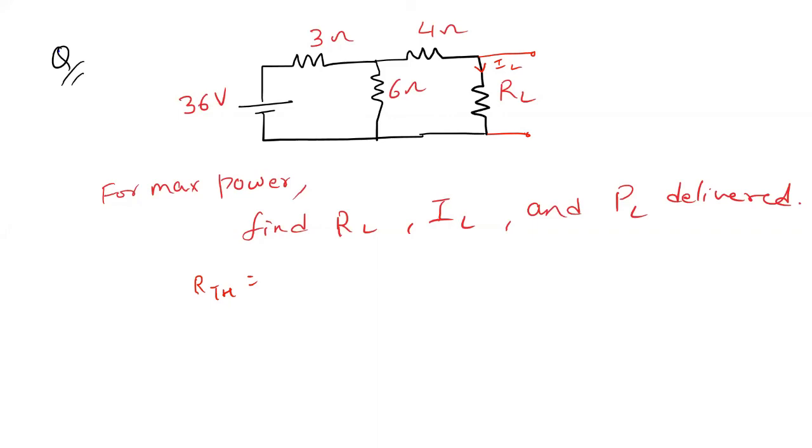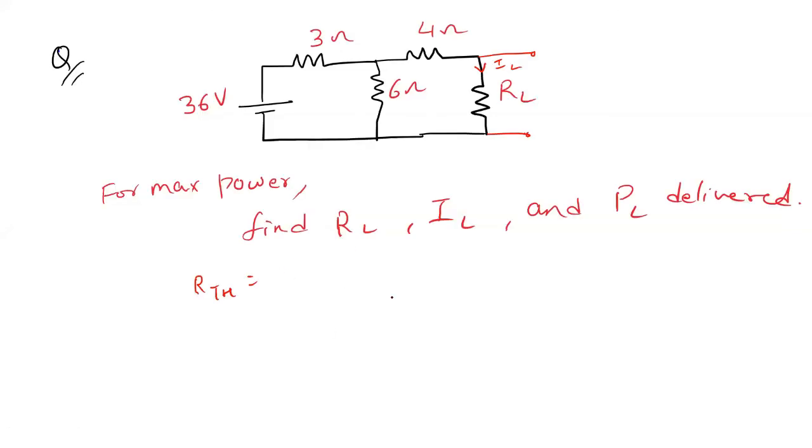You people remember how to calculate the Thevenin resistance? You short the 36 volt, remove the load, and then 3 and 6 are in parallel. It is in series with 4 ohms. So 3 times 6 is 18 divided by 9 is 2, plus 4 is 6 ohms. Okay, so Saket is right. So RTH is 6 ohms.